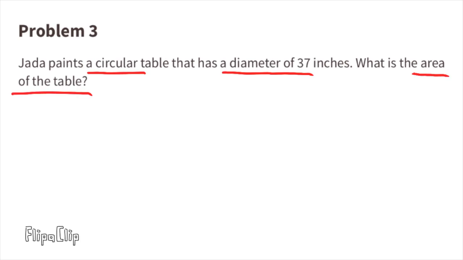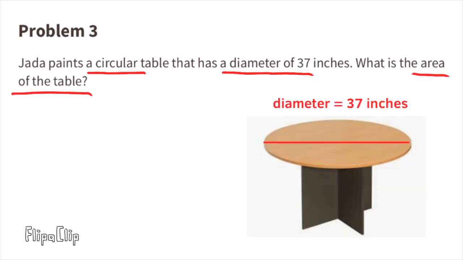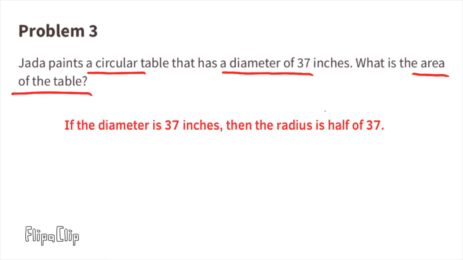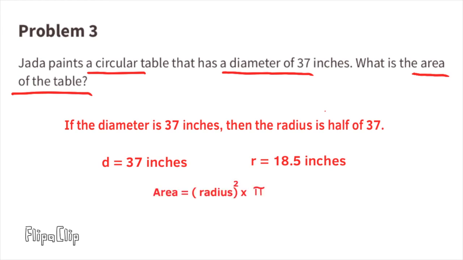Problem number 3. Jada paints a circular table that has a diameter of 37 inches. What is the area of the table? If the diameter is 37 inches, then the radius is half of 37 inches. And half of 37 inches is 18.5 inches. The area is equal to the radius squared times pi. Since the radius is 18.5 inches, then the area is going to be 18.5 inches squared times pi.